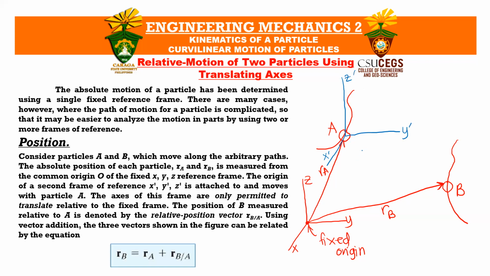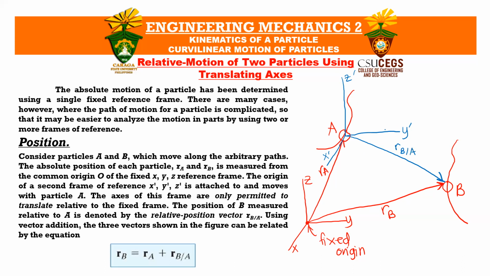This reference frame is your translating axis, and the axes of this frame are only permitted to translate relative to the fixed frame. The position of B measured relative to A is denoted by the relative position vector r of B relative to A. From particle A going to particle B, that is your relative position vector r of B relative to A.